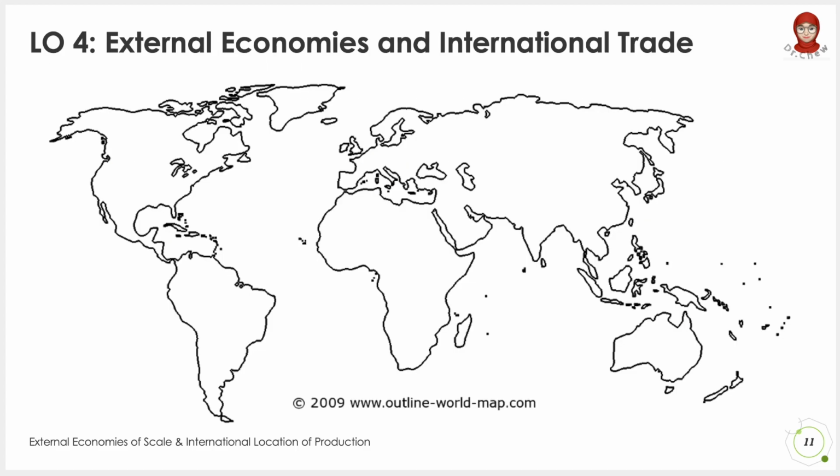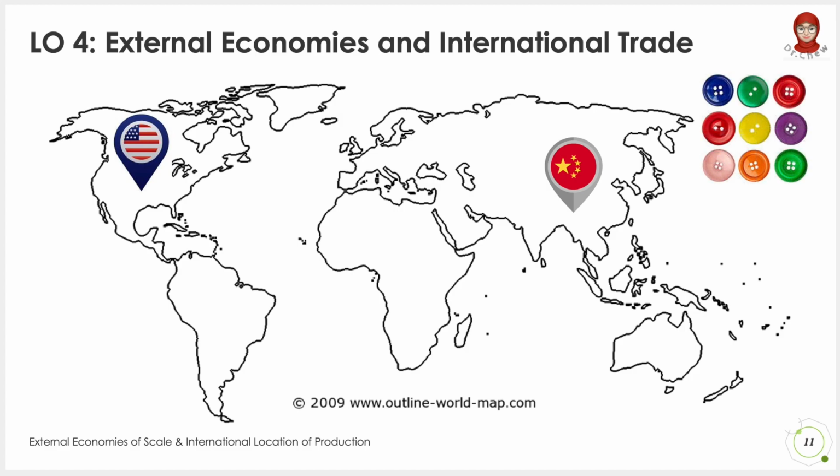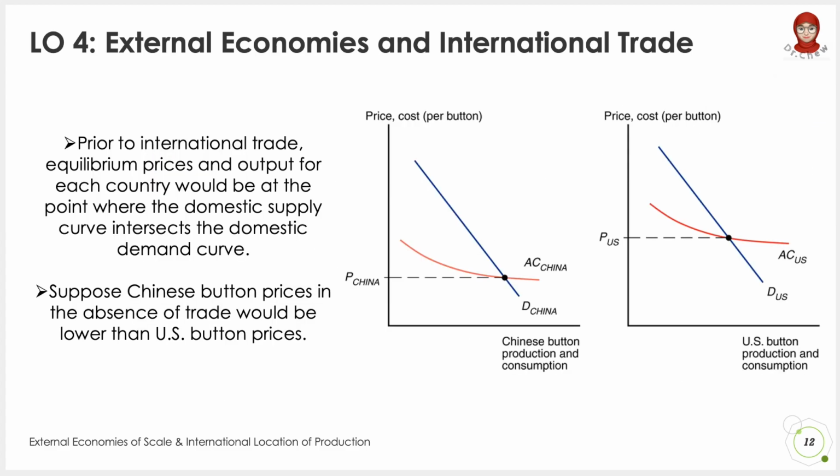Imagine for a moment we live in a world in which it is impossible to trade buttons across national borders. Assume also there are two countries in this world, China and the United States. Finally, assume button production is subject to external economies of scale, which lead to a forward falling supply curve for buttons in each country. In that case, equilibrium in the world button industry will look like the situation shown in this figure.